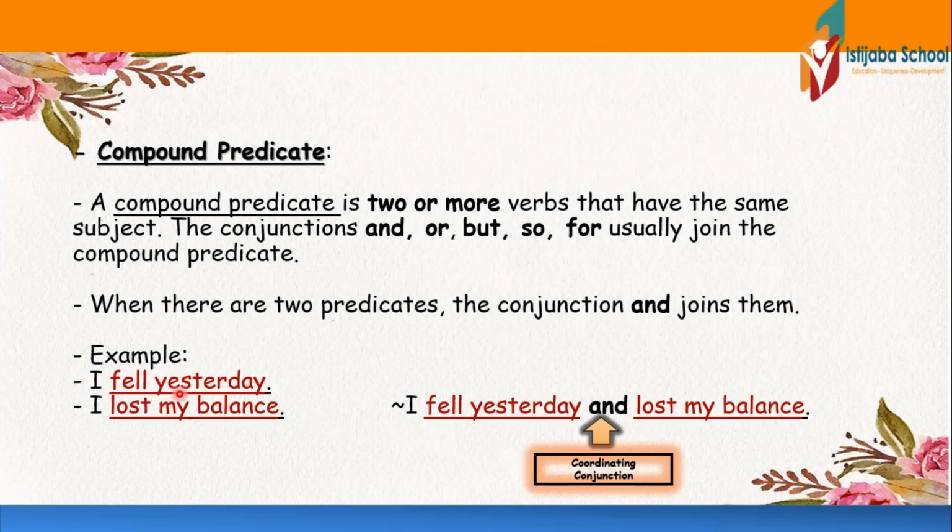I fell yesterday. I lost my balance. So in here, I'm gonna use the conjunction and. I say, I fell yesterday and lost my balance. I don't repeat the subject. I just write the subject at the beginning and I write the predicates. So I say, I fell yesterday and lost my balance.